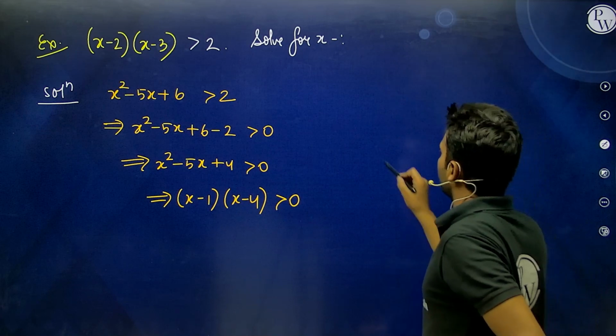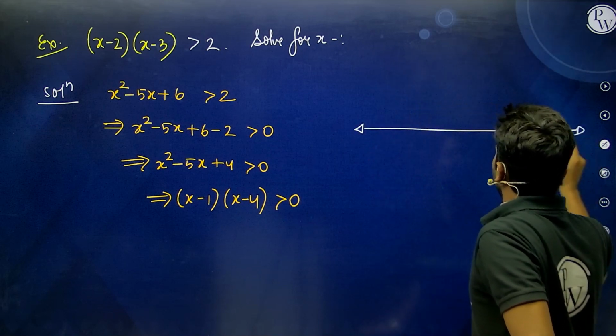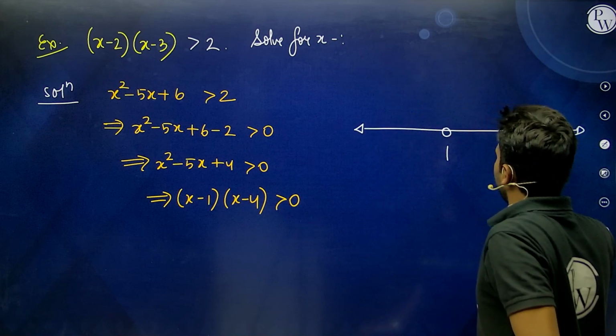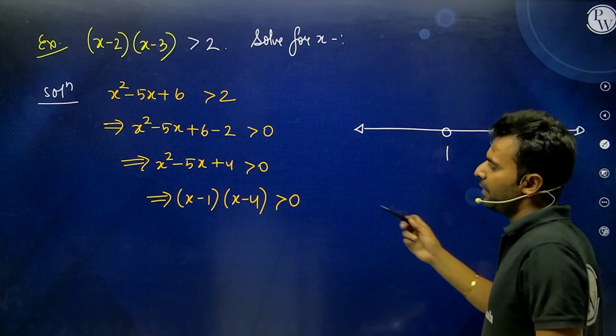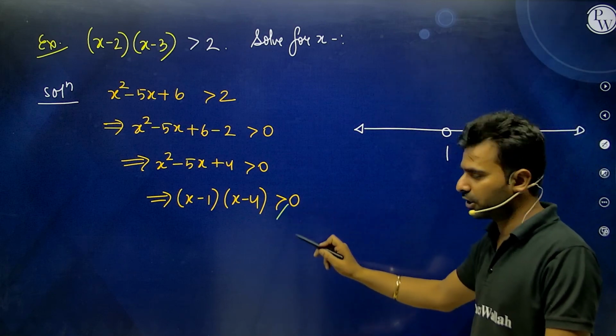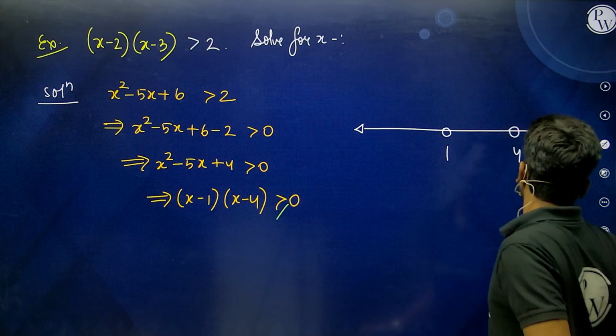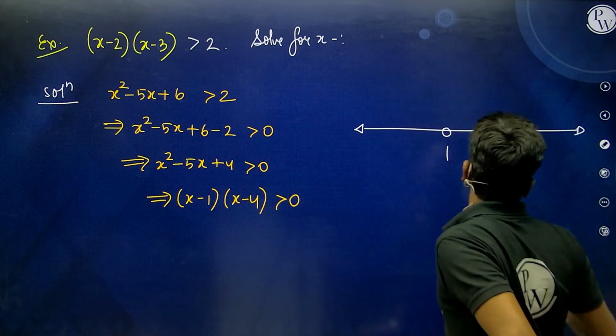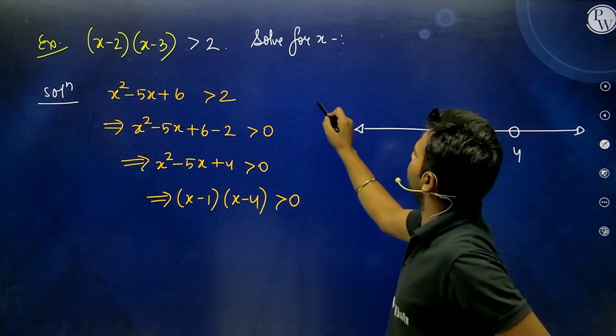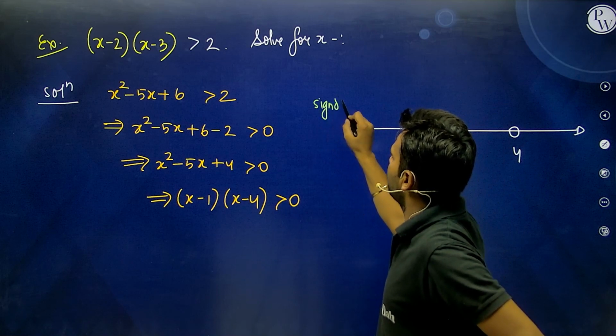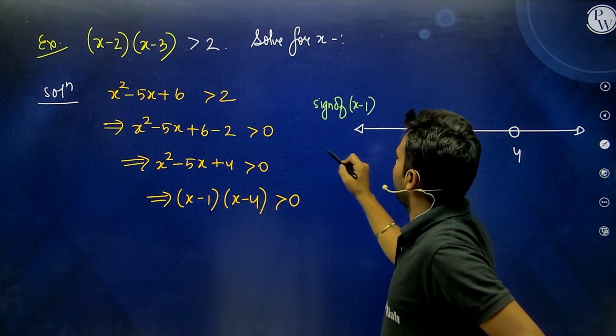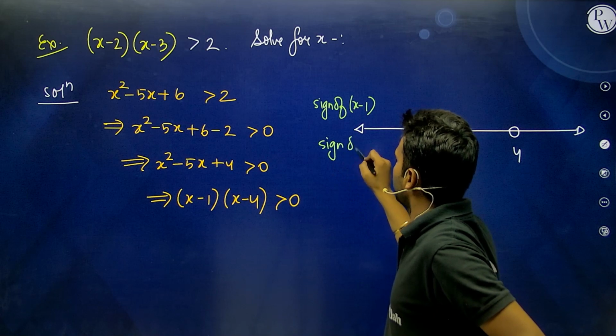So now if you do the same process, first we're going to put 1, then 4. Definitely these are not our answers. Why? Because over here equality is not given. If equality were given over here, then definitely they would have been our answer. Okay. Now what we're going to do is write down the sign of x minus 1, and then here we're going to write down the sign of x minus 4.